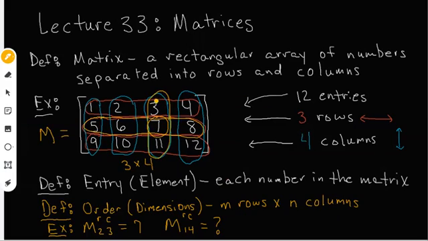So we need to be looking at the top row. This is the first row, 1, 2, 3, 4. But I'm also going to be looking at the fourth column. Well, that would be the last column. And when I do that, we meet up at 4. So the answer for this one is going to be 4.